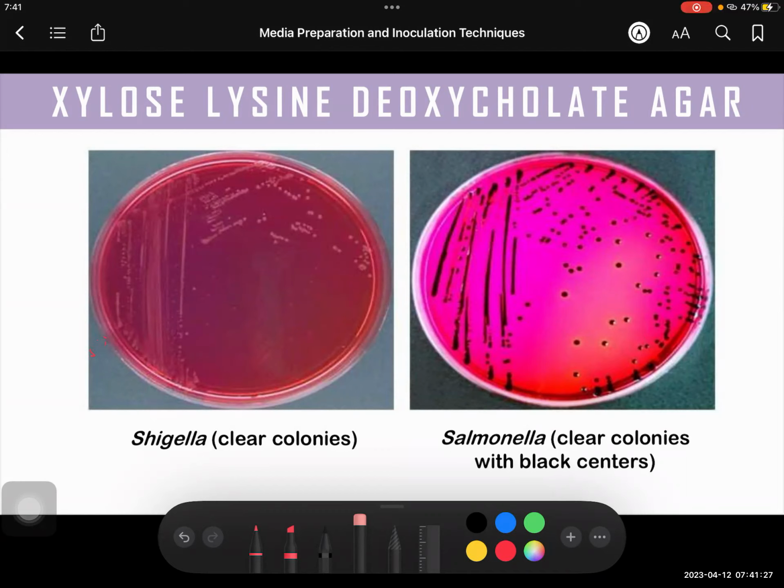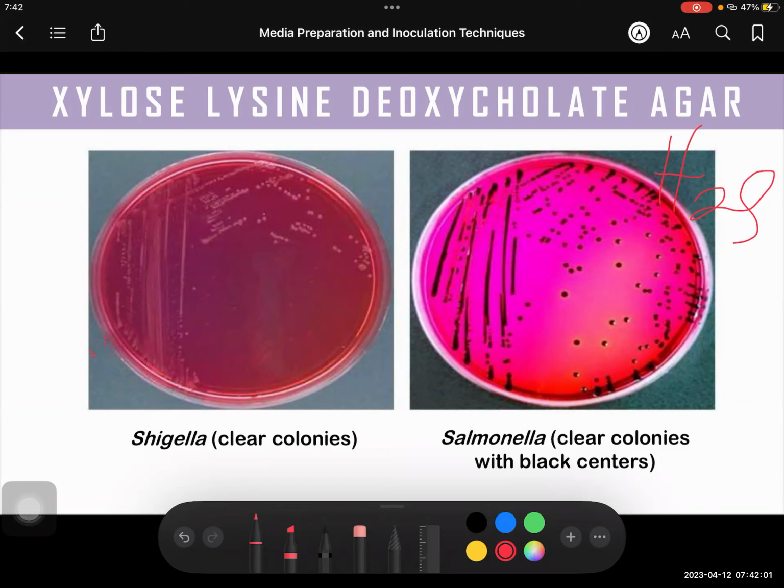Bakit siya may black center? Kasi it's capable of producing H2S or hydrogen sulfide. The way we can tell if an organism is capable of producing hydrogen sulfide is through the observation of black colonies. And that is exemplified here by Salmonella. So both Shigella and Salmonella are non-lactose fermenting bacteria, but only Salmonella is capable of producing hydrogen sulfide, therefore it has that characteristic black colonies or black center.